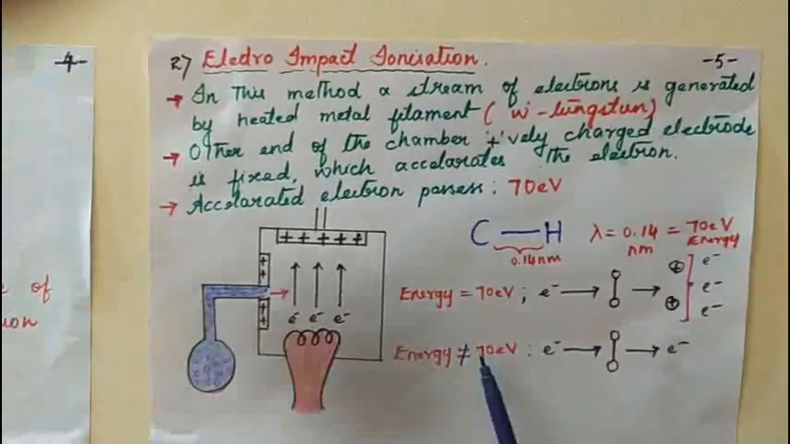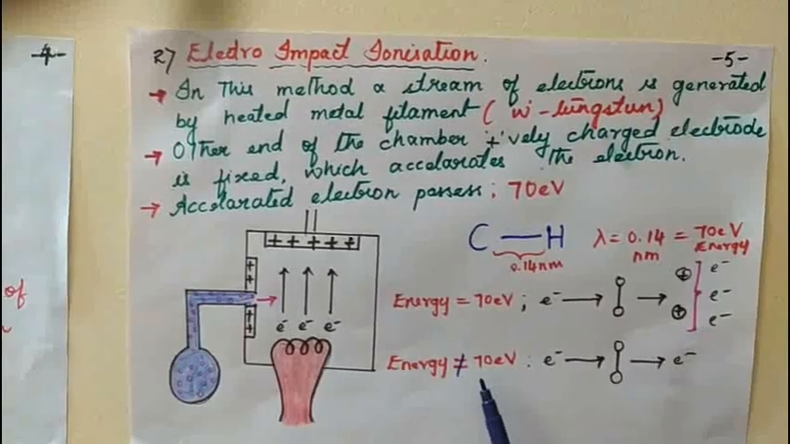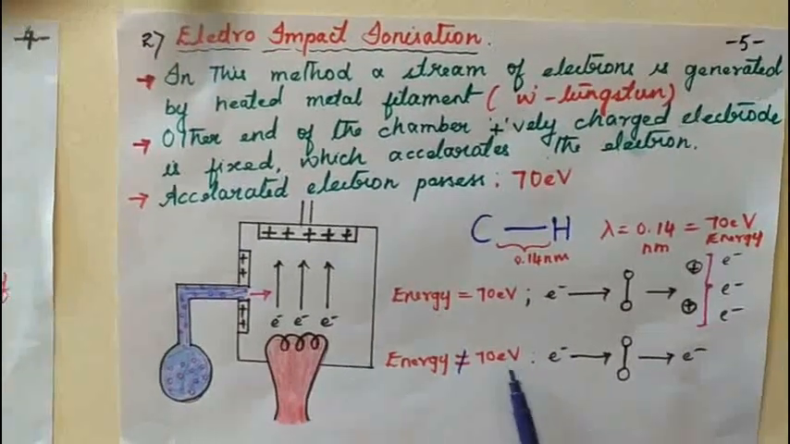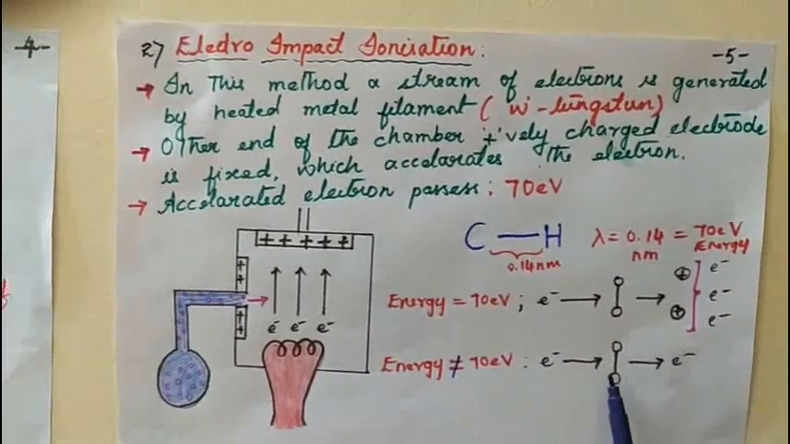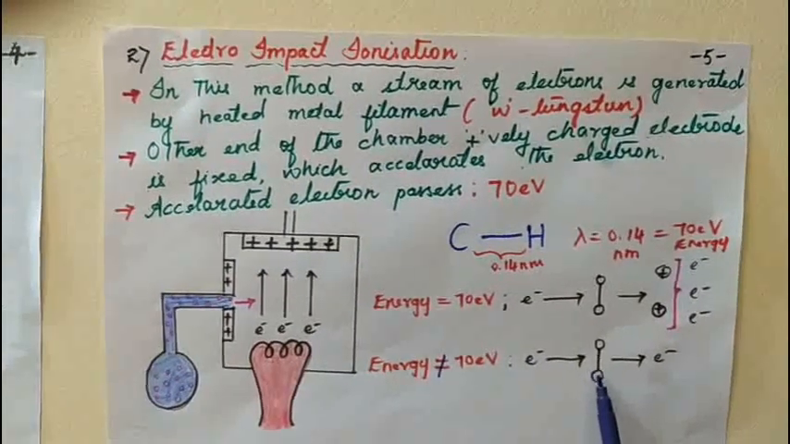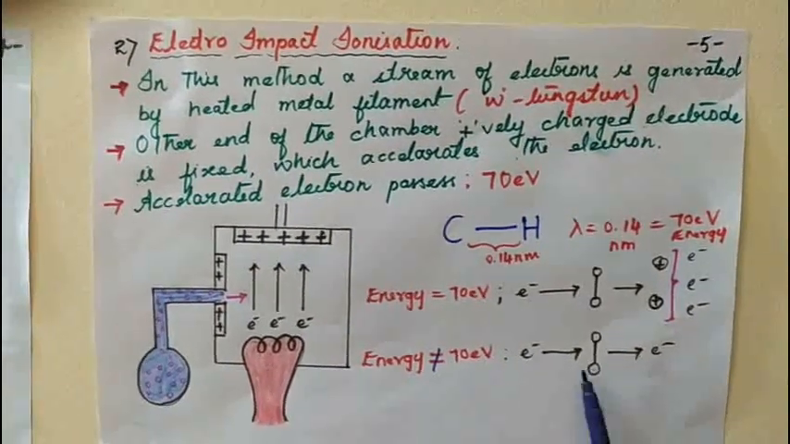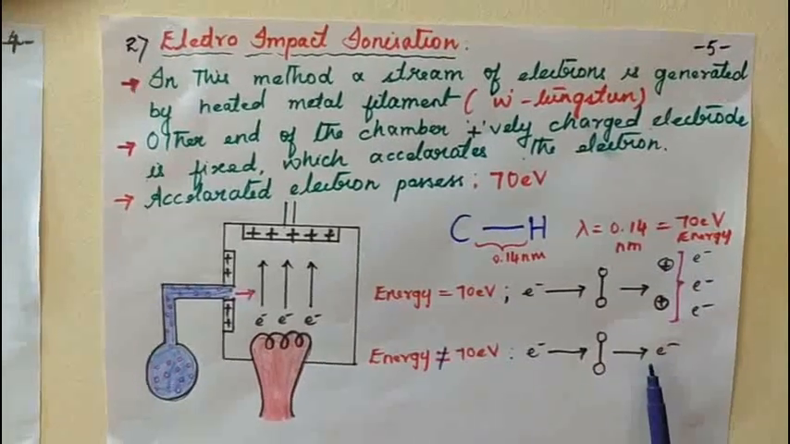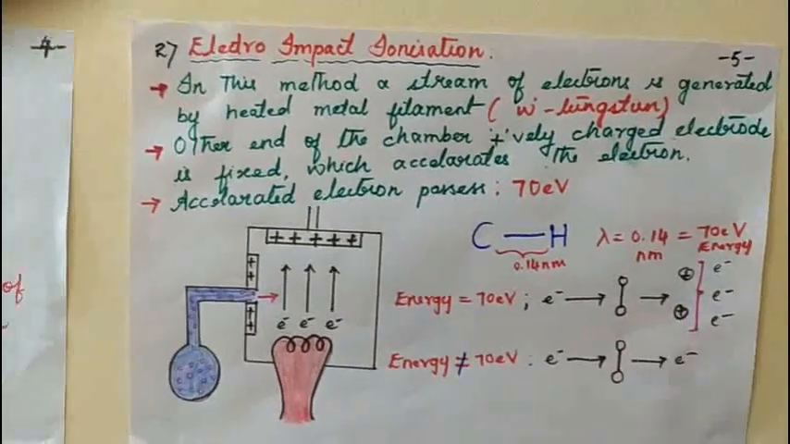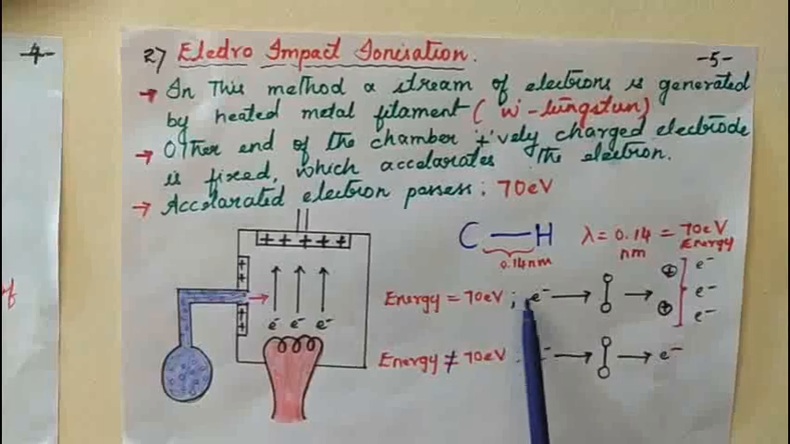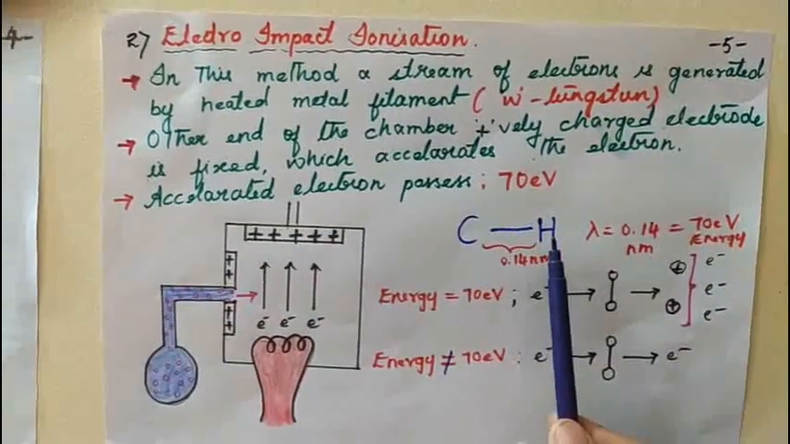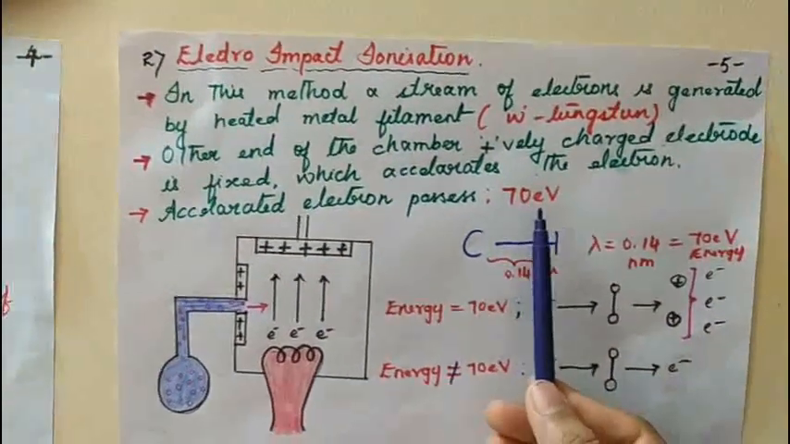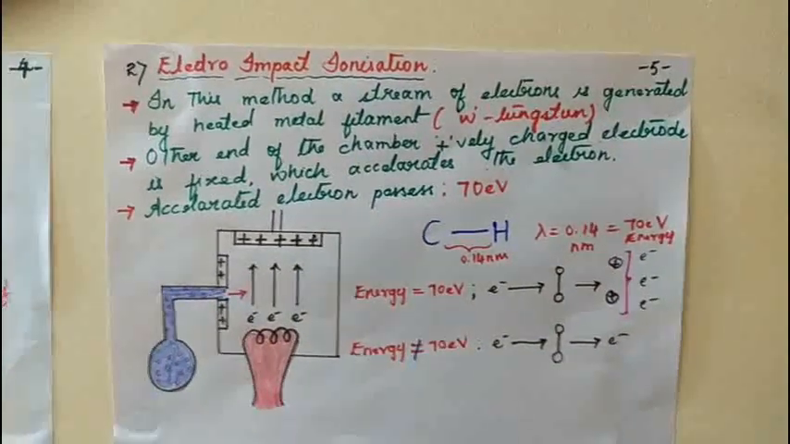If the energy of the electron is not equivalent to 70 electron volt, the beam of electrons cannot break the bond, and this will not lead to the formation of the ions. So the requirement here is that the electron should possess the energy of 70 electron volt.